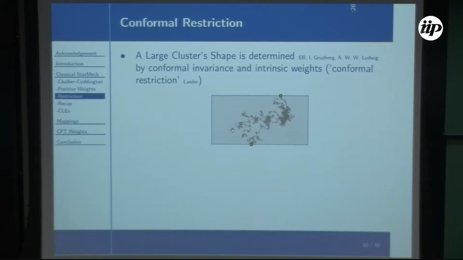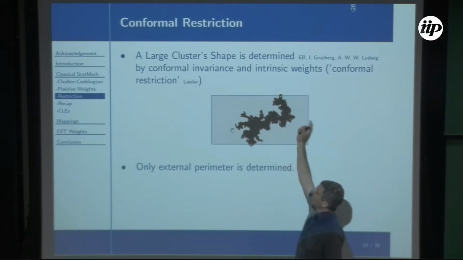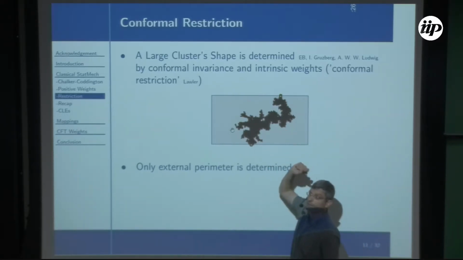And the second property is conformal invariance. This is a critical system, so it has scale invariance. And by usual assumption, it is promoted to conformal invariance. So the system is conformally invariant. So these two together tell us that the shape of the system is completely defined, but not exactly, only the external perimeter. So the external perimeter of this system is completely defined.